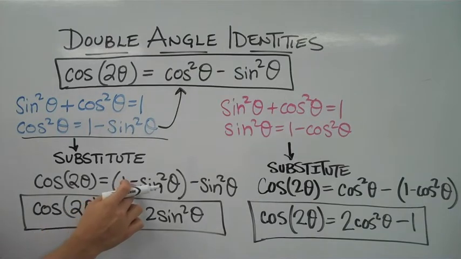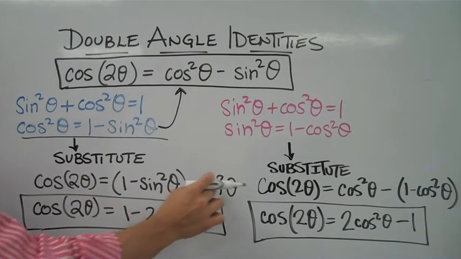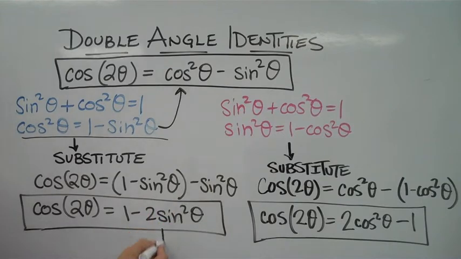If that's the case, minus 1 sine squared theta minus 1 sine squared theta gives me a negative 2 sine squared theta. And I wind up with cosine 2 theta is equal to 1 minus 2 sine squared theta. This is another identity that we should know.